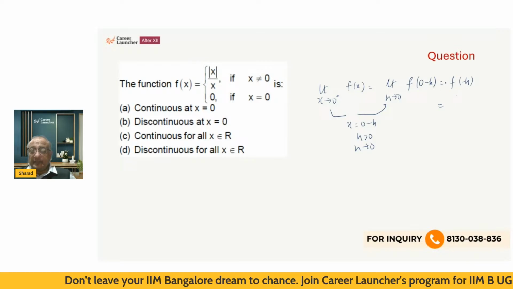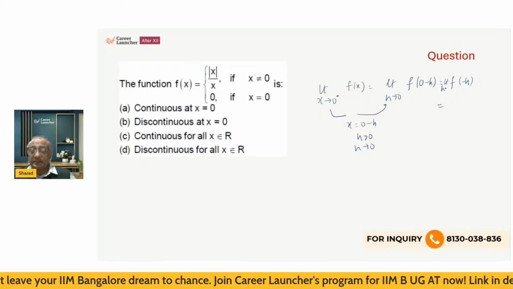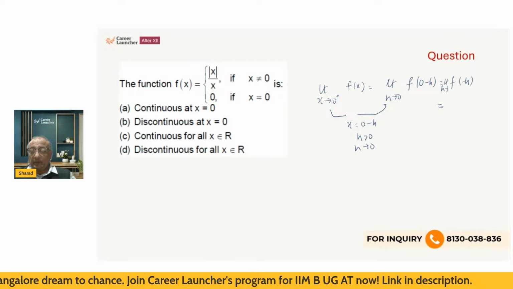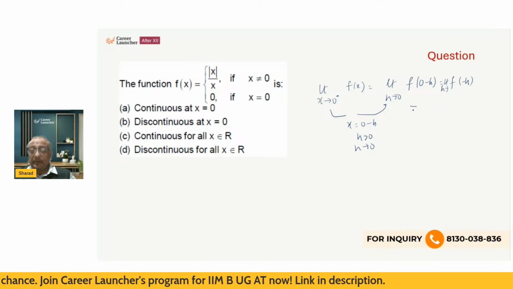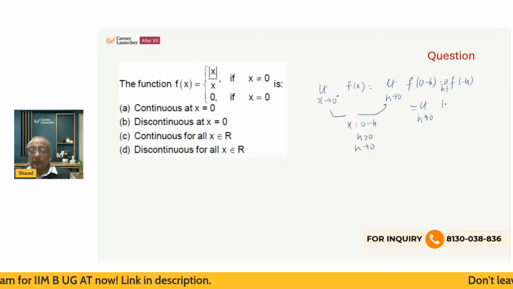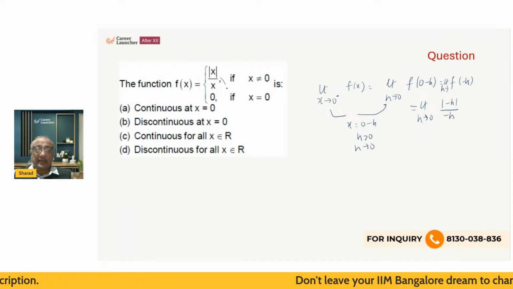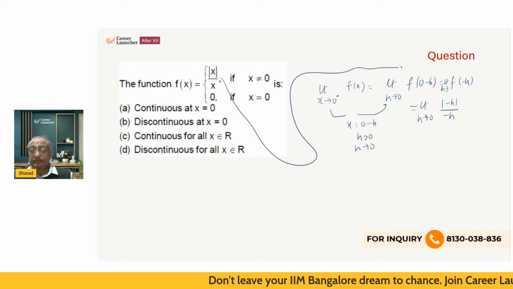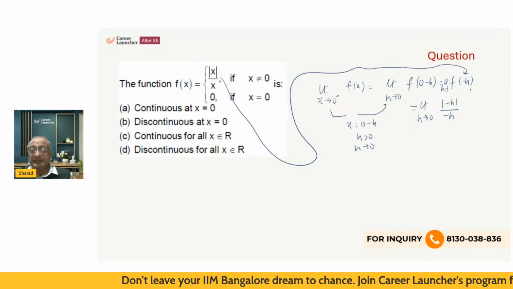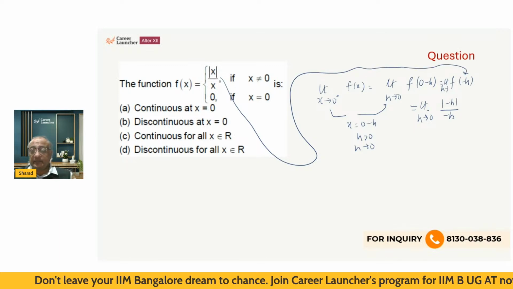I have to put my limits also here. Limit h tends to 0. Here also this will be becoming limit h tends to 0. Just a minute. You will get your sum in front of you. Minus h. Where did this come from? It came from here. F of minus h. I have put in place of x minus h.